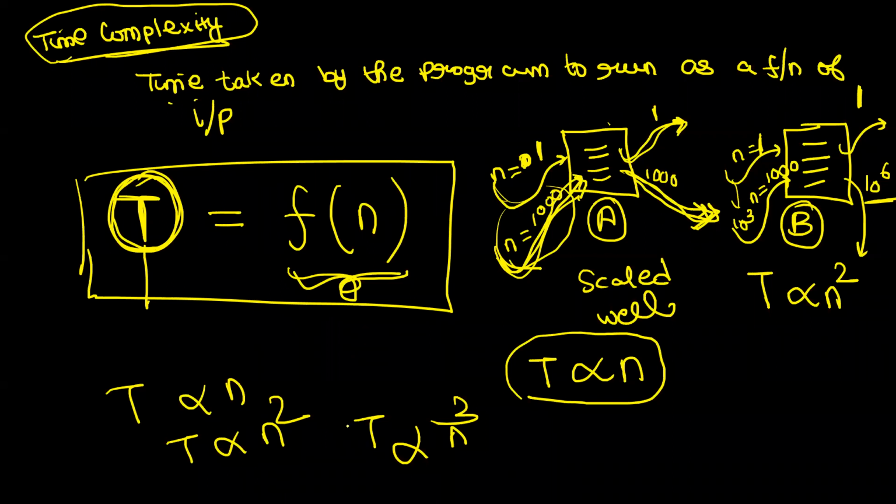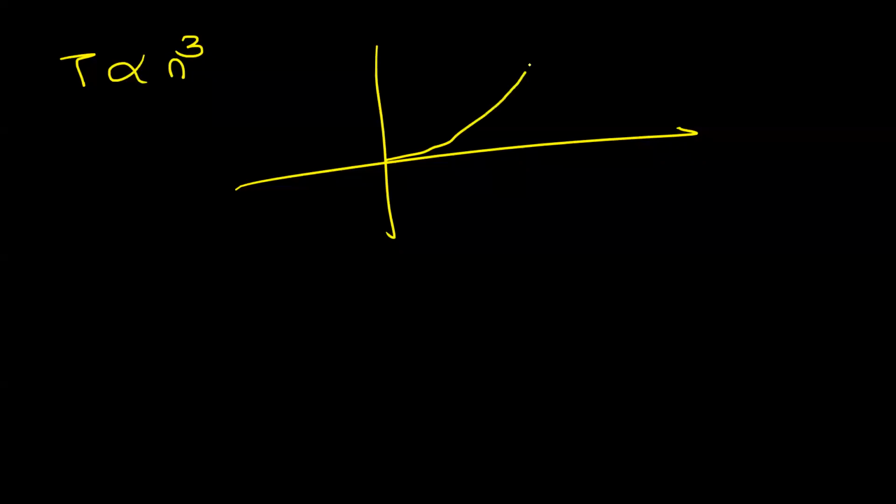So jaise jaise, see, if I tell you time is directly proportional to n cube, तो इसका मतलब क्या हुआ? As I increase my input, I forget the graph of n cube, but ऐसा ही कुछ होगा, ठीक है? So as I increase my input size ना, the time taken will increase in n cube fashion. तो जैसे जैसे आप इनपुट का साइज इंक्रीज करोगे, the time taken will scale in a cubic fashion.